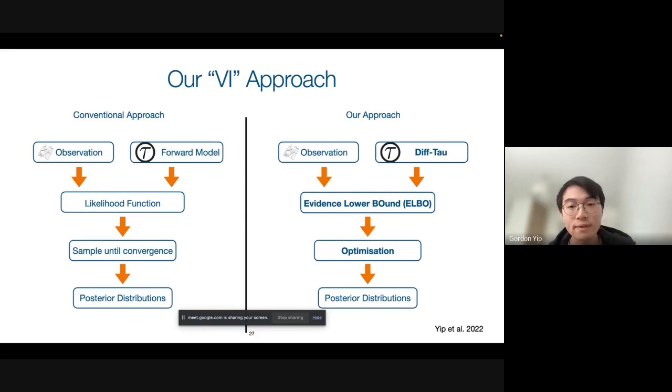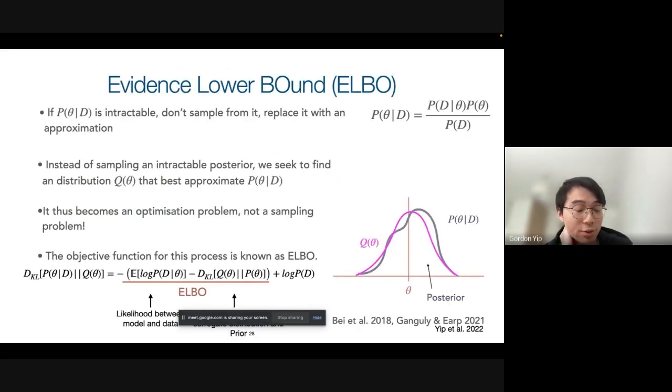And then we convert the entire problem from a sampling problem, basically searching blindly through a parameter space, into an optimization problem, and in the end you have the same output, the posterior distributions. So just to quickly tell you what the evidence lower bound is: in the top right corner you've got the Bayesian equation. We know that because of the evidence term, the denominator, the whole thing is intractable. So basically you can't compute an analytical formula. You have to resort to some sort of approximation.